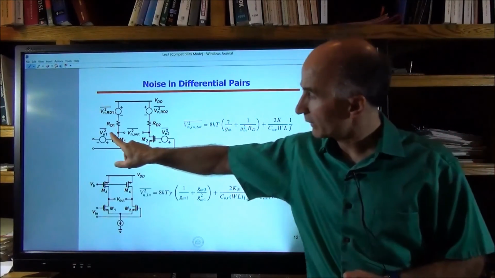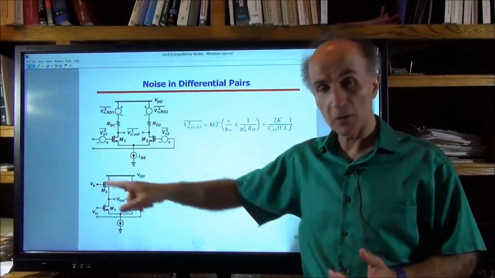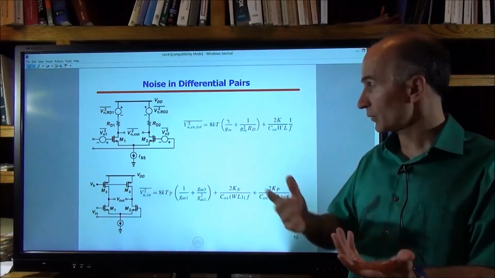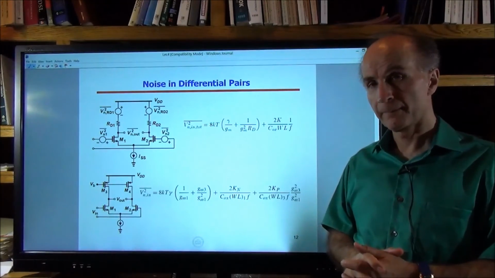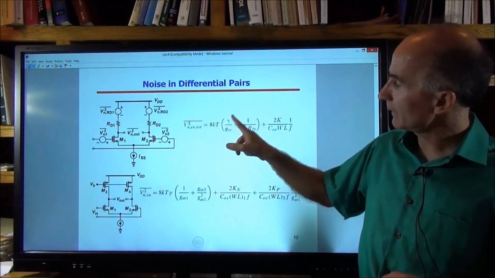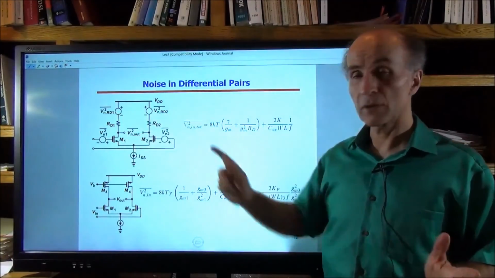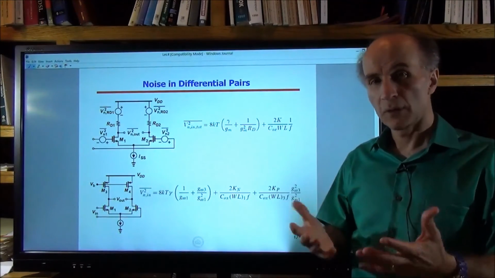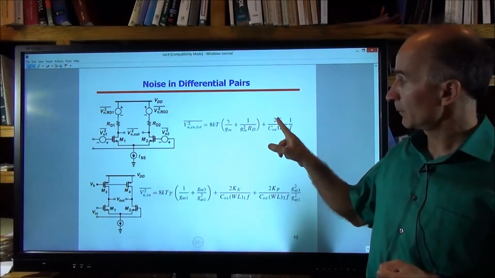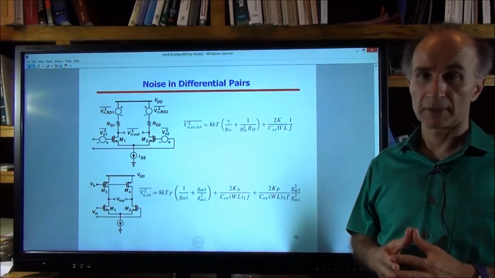Why? Well, we have 4 kT gamma over GM for this, 4 kT gamma over GM for this, and these two are both in series with the input. So they have to add up, and they're uncorrelated, so their spectra have to add up. So that gives us a factor of 2 here. Then we also have the contributions of RD. So it's 8 kT over RD over GM squared. Why? Again, because we have 2 resistors, their noises are uncorrelated, so when you refer them to the input, we get twice as much as we had before. And the same thing happens for flicker noise, because again, we have 2 flicker noise sources here and here, and they add up because they are uncorrelated.